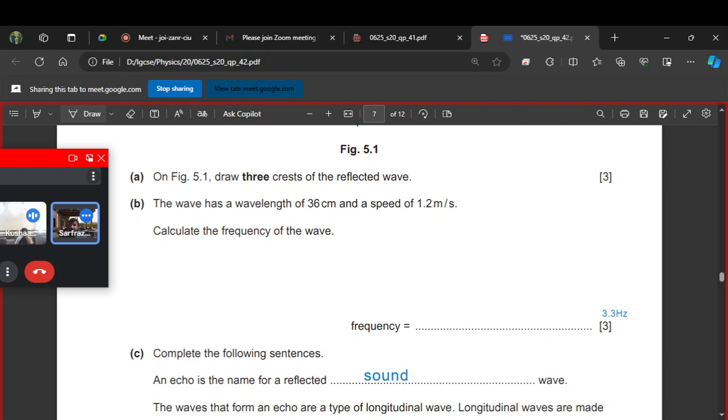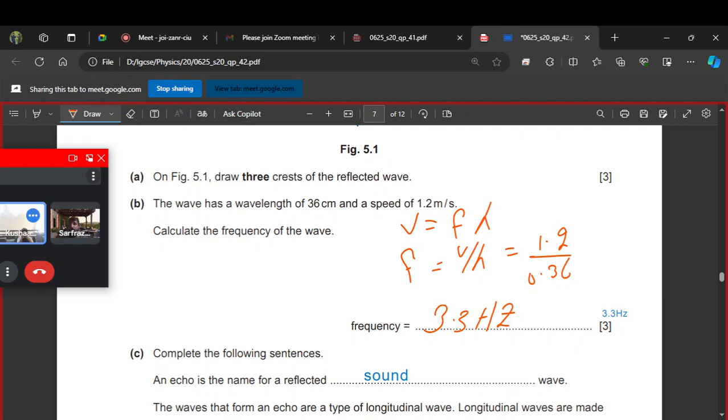Oh, I'll convert into meters. Yes, okay. You will use the formula v = fλ. So for frequency, you will use v over λ, and v is 1.2 divided by 0.36, and it will give you the answer almost 3.3 hertz. Is it okay?